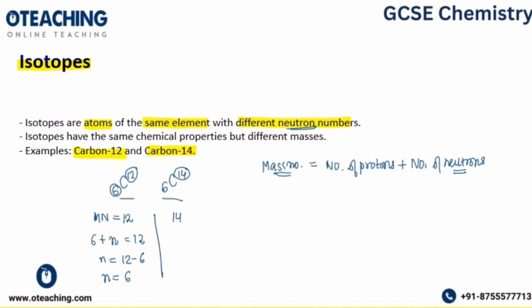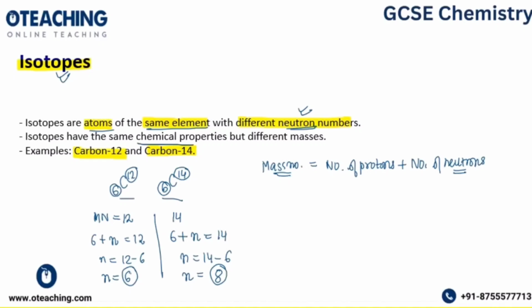And here, the same atomic number 6 plus the number of neutrons is equal to 14. So the number of neutrons is equal to 14 minus 6, that will come out to be 8. So the number of neutrons is different here. Here 6 and here 8. So isotopes are those atoms of the same element with different neutron numbers.